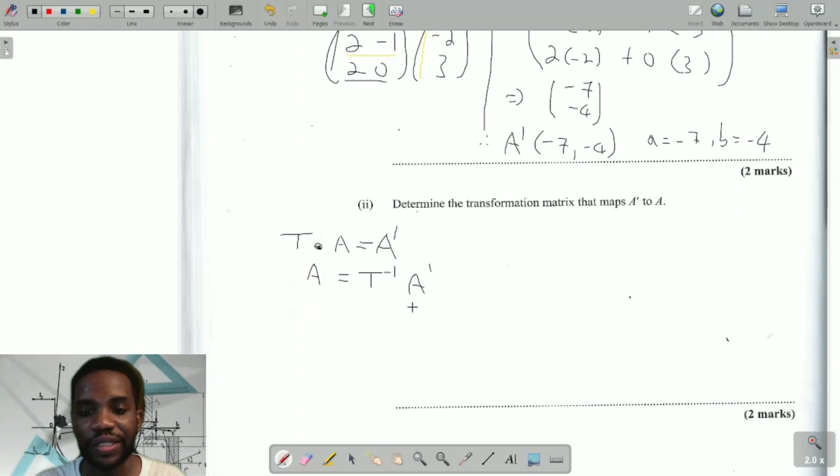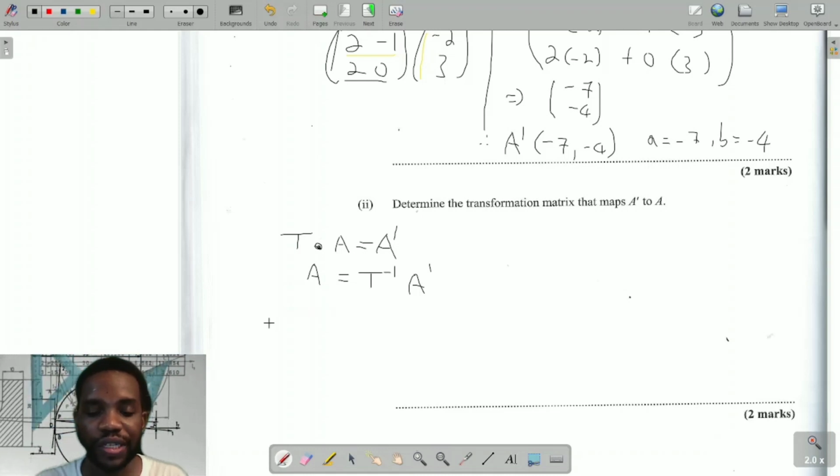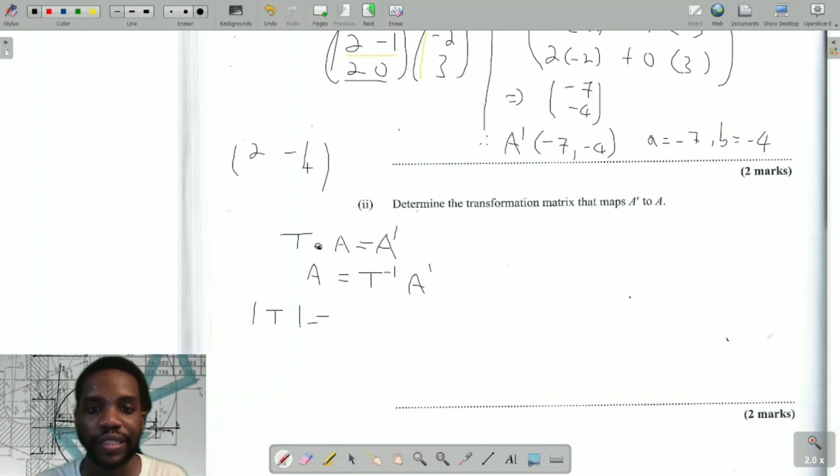So what do I need to do? I need to find the inverse of t. Let's go. First thing to find the inverse, I need to find what we call the determinant of t. And of course, you go diagonal. Let me put my t here so we can look at it. You have 2, -1, 2, 0.